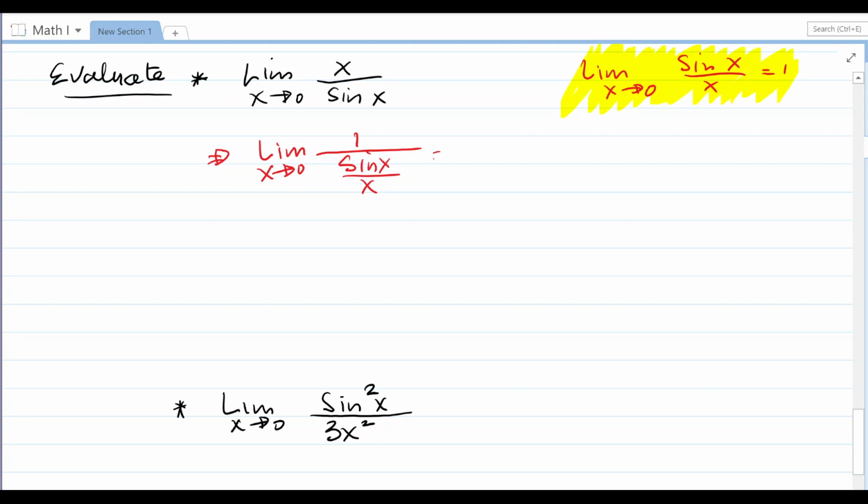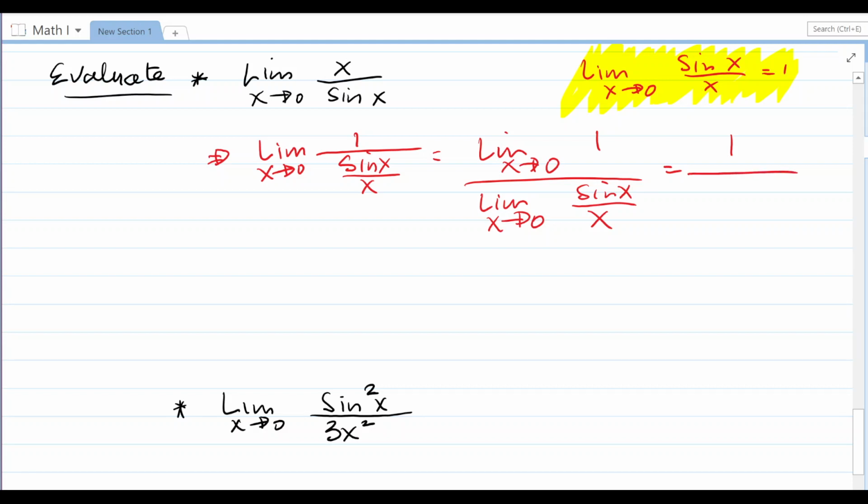So again, by using the properties of limits, this is equal to the limit of 1 over the limit of sine x over x, which we already know the limit of 1 equals 1 as x approaching 0, doesn't matter, and the limit of sine x over x as given in the above information equals 1. So the answer for that is simply 1.